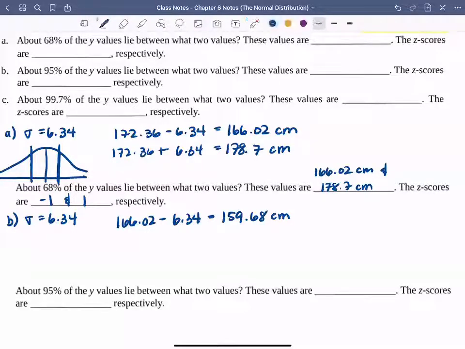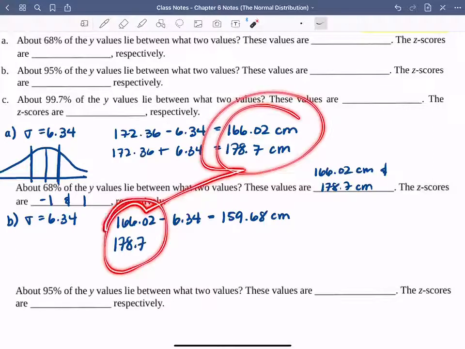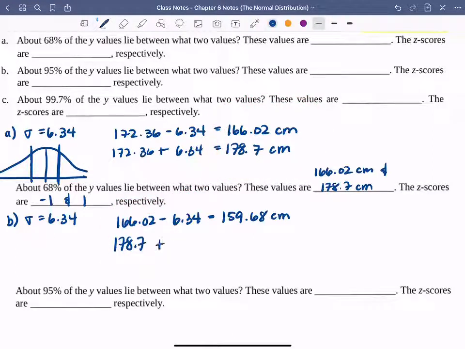And now to get to our upper bound, we're going this way now. We're going over here. So again, we're not using the mean, we're using this value, and we're going to add a standard deviation to it to get out here. And that value was 178.7. Where am I getting these from? Right here. These are from the previous problem. And now I'm going to add the standard deviation. And this gives us 185.04 centimeters.